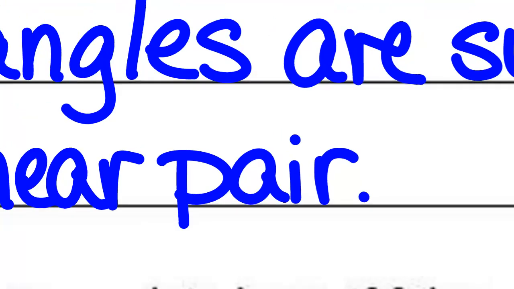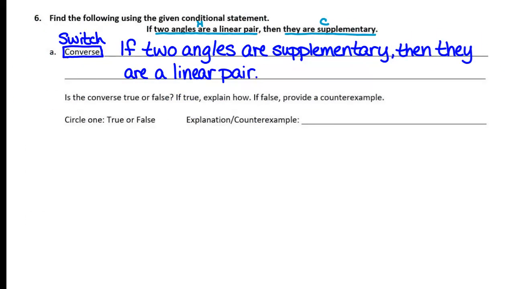All right, now we need to evaluate whether that is true or false. If two angles are supplementary, what does supplementary mean? Adding up to 180. If I have two angles that add up to 180, do they have to be a linear pair? No. Talk to me about a linear pair.